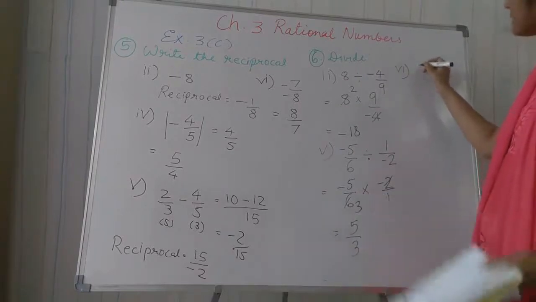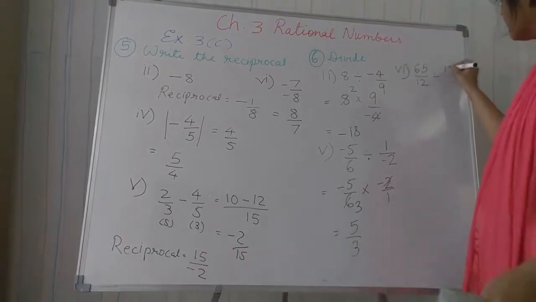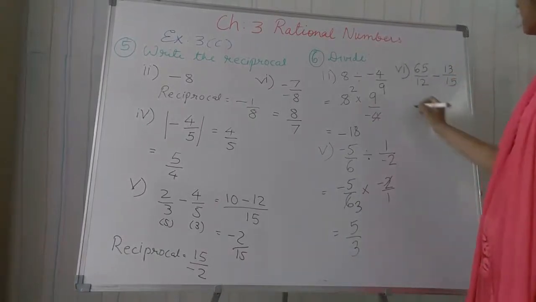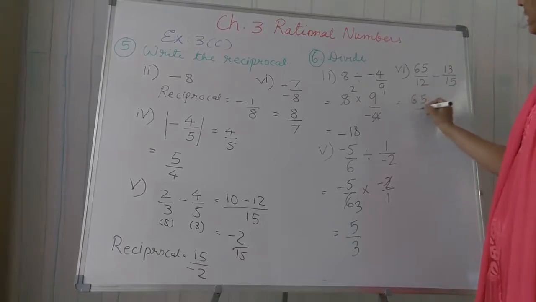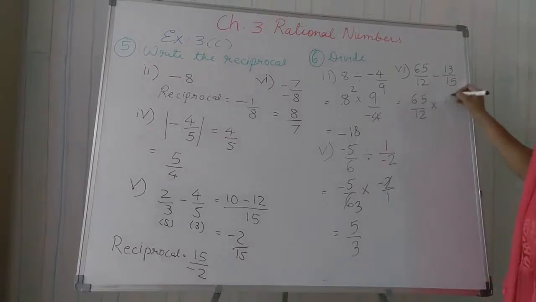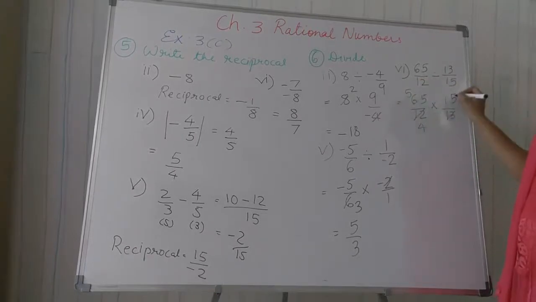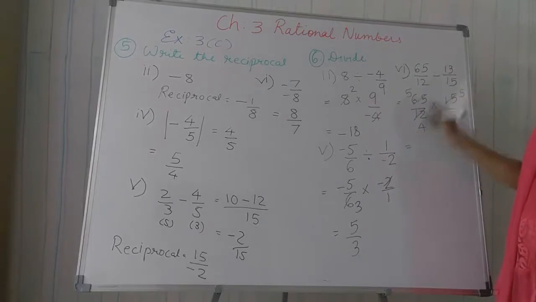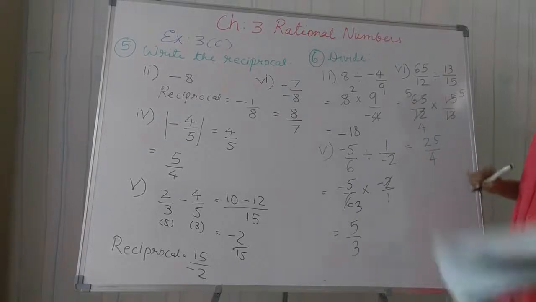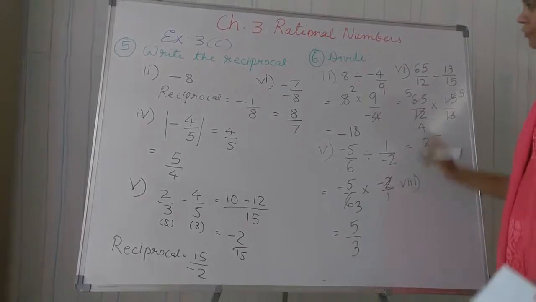Next is question number 6, which is 65 by 12 divided by 13 upon 15. So here 65 by 12 as it is, multiplication sign and then the reciprocal 15 by 13. 13 5s are 65, and they are divisible by 3. 3 4s are 12, 3 5s are 15. Now 5 5s are 25 by 4. So this is our answer for number 6. Taking number 8 of question number 6.